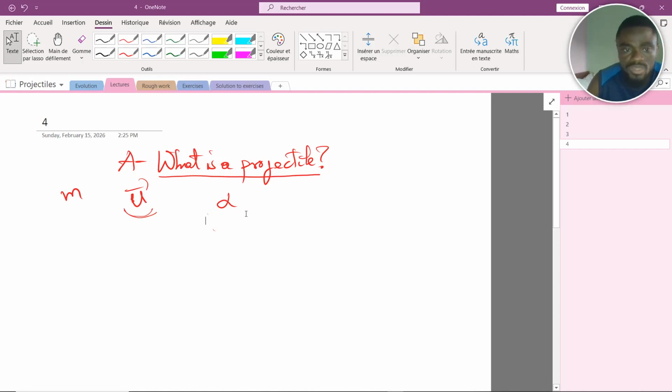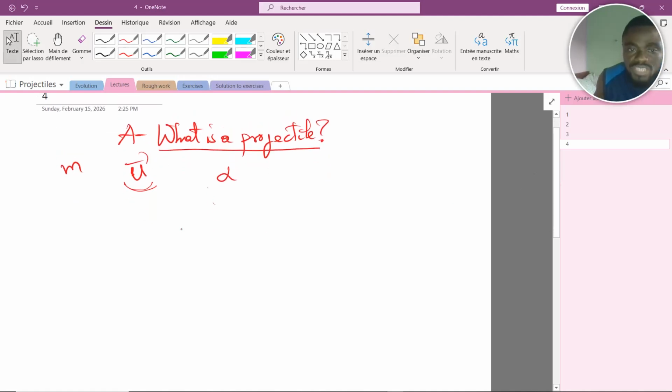You understand? Now, let me give you some examples of projectiles. Example, let's say you have a basketball player. This is where he has to shoot the ball. This is a basketball player who wants to shoot a ball inside this basket. The ball, when he shoots the ball, will always describe what?